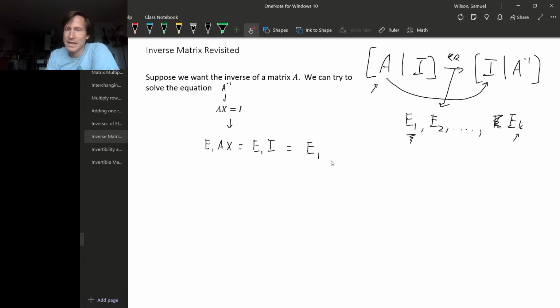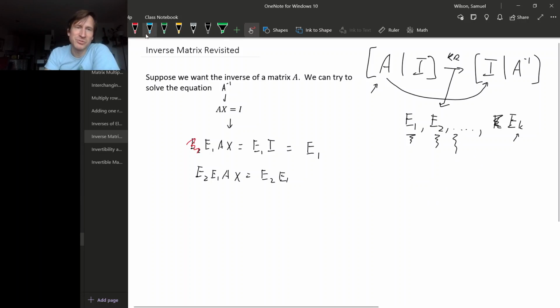Okay. And now we can multiply on the left by E sub 2. Let me write that in a new line. So now multiply on both sides of this equation on the left by E sub 2. That gives us E sub 2 times E sub 1 times A times X equals E sub 2 times E sub 1. And then do your next row operation. Just keep doing row operations until you get to the very last one.